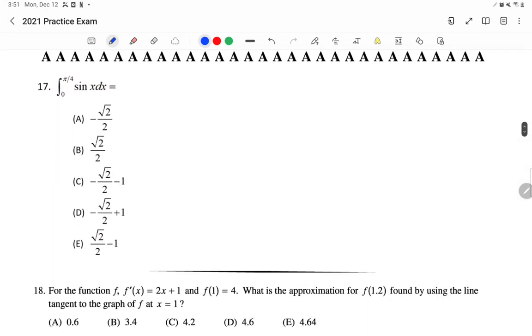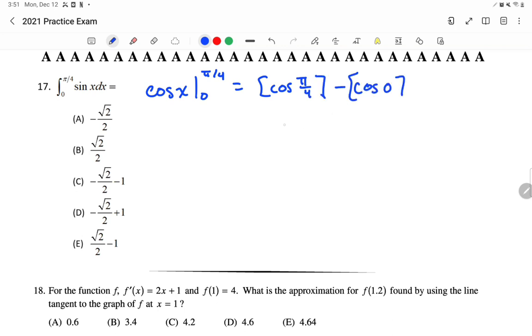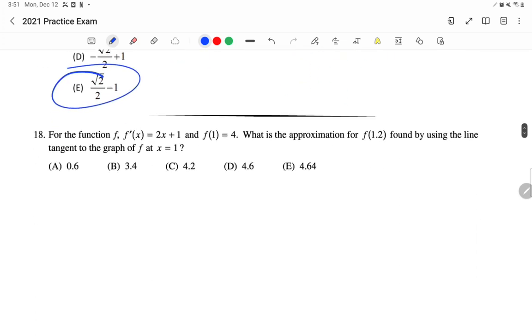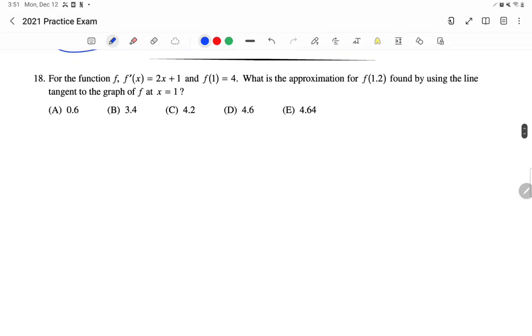All right, 17, we have the integral of sine, which is negative cosine of x from 0 to pi over 4. This gives us cosine of pi over 4 minus cosine of 0, which is rad 2 over 2 minus 1. So choice E.